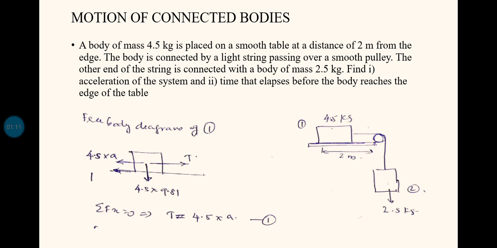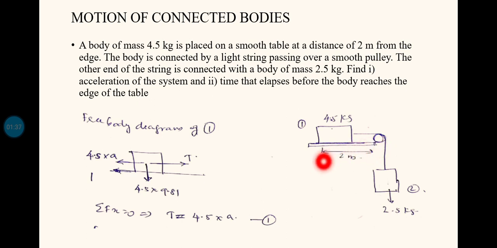So coming to the problem, a body of mass 4.5 kilogram is placed on a smooth table at a distance of 2 meters from the edge. So this is that body, 4.5 kilogram mass body. Actually it is mass, not weight, remember. So this is the table, from the edge of the table the body is kept at a distance of 2 meter. So this distance is 2 meter.